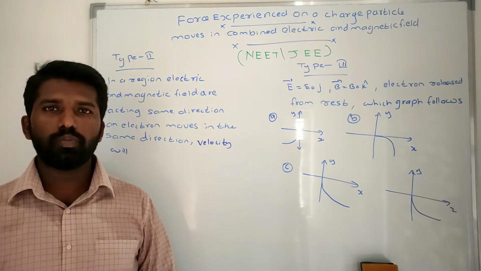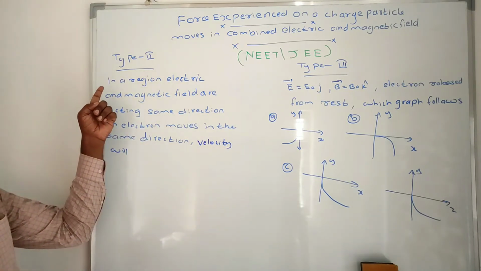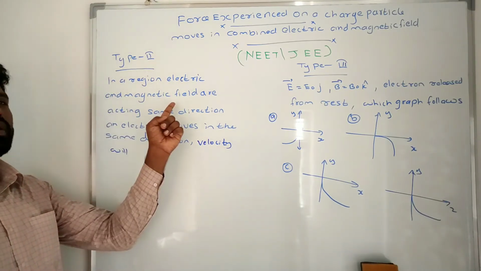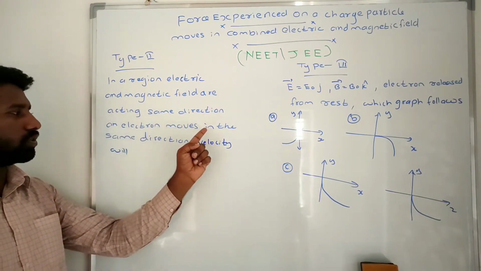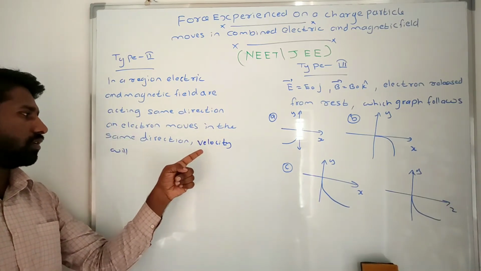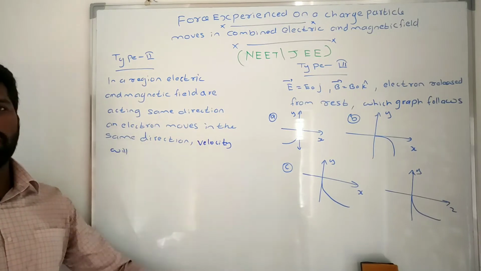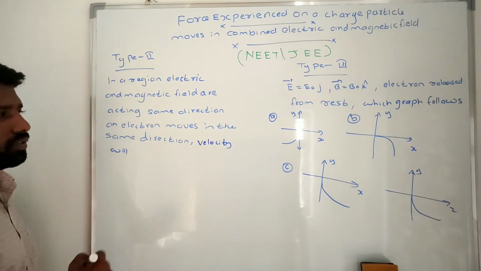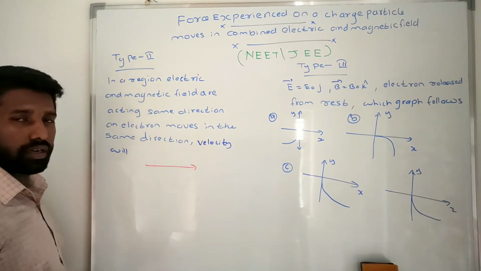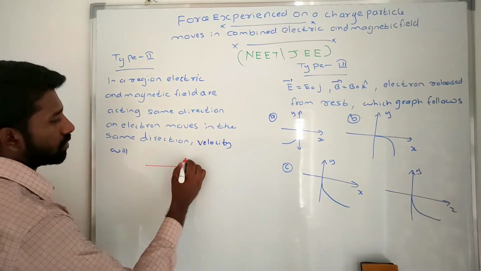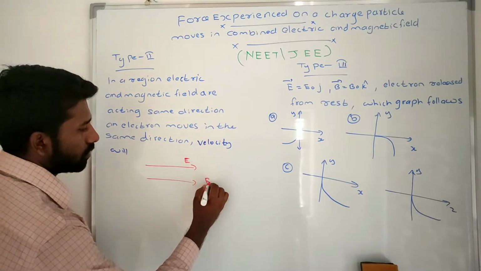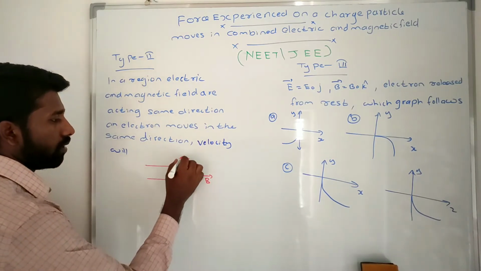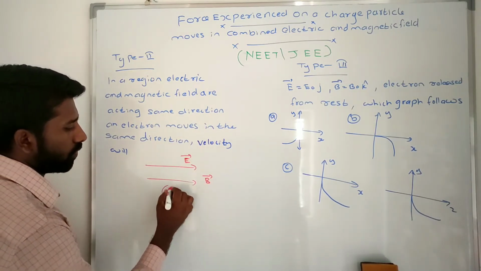Now we will see type 2. In a region, electric and magnetic field are acting in the same direction, and an electron moves in the same direction. What will the velocity be? That means in a region the electric and magnetic fields are acting in the same direction. I am taking this direction, and in the same direction an electron is moving.